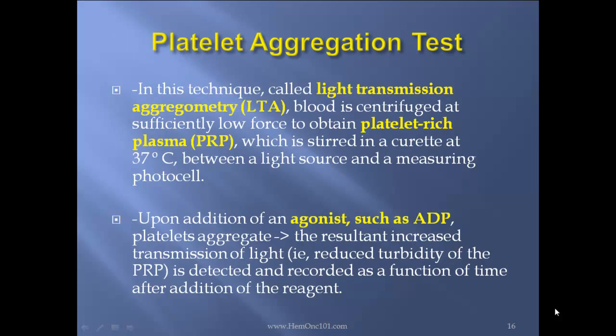Platelet aggregation test. In this technique called light transmission aggregometry, LTA, blood is centrifuged at sufficiently low force to obtain platelet-rich plasma, PRP, which is stirred in a cuvette at 37 degrees centigrade between a light source and a measuring photocell. Upon addition of an agonist such as ADP, the platelets aggregate. The resultant increased transmission of light, or reduced turbidity of the PRP, is detected and recorded as a function of time after addition of the reagent.